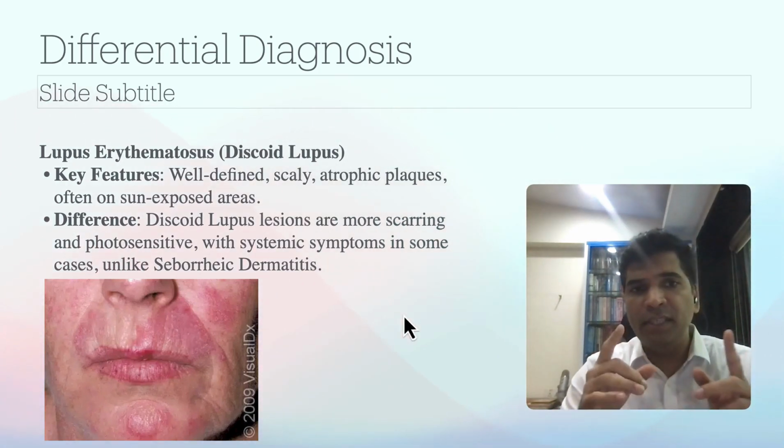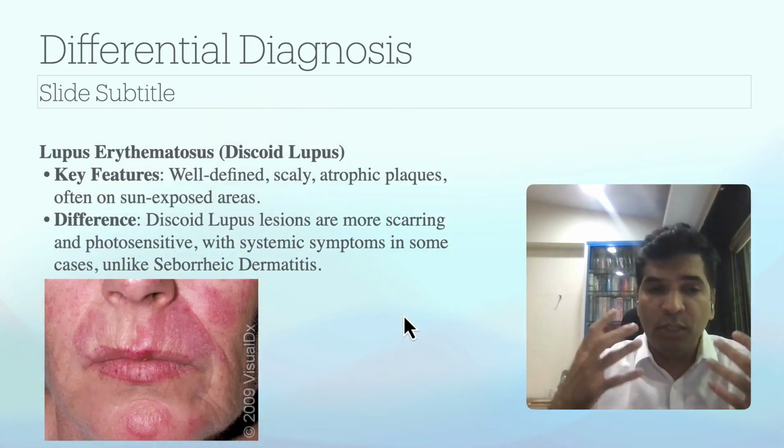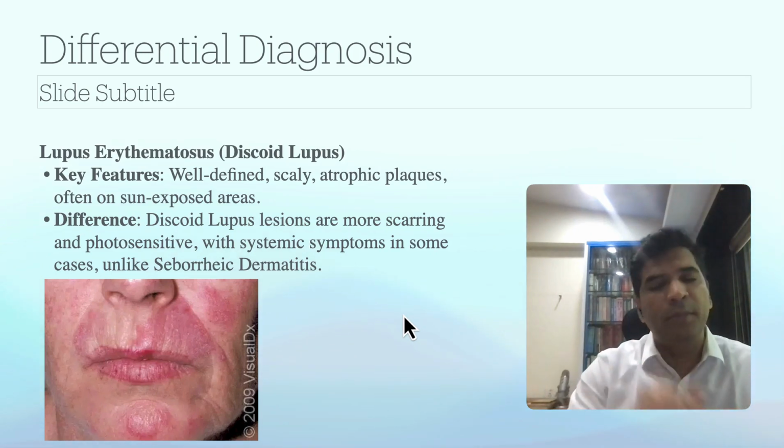Lupus erythematosus, also called discoid lupus, is a systemic illness. You get other organ problems also with your lupus erythematosus.